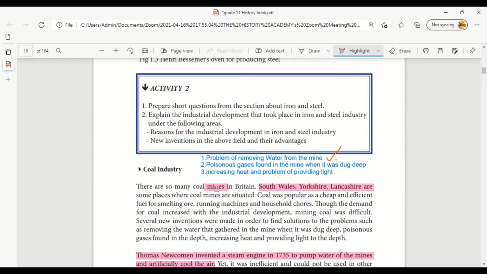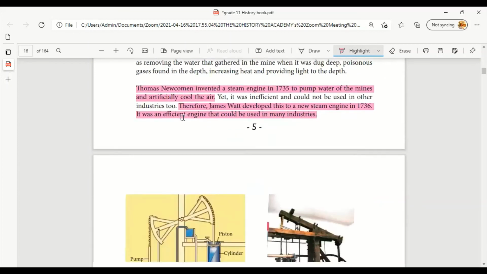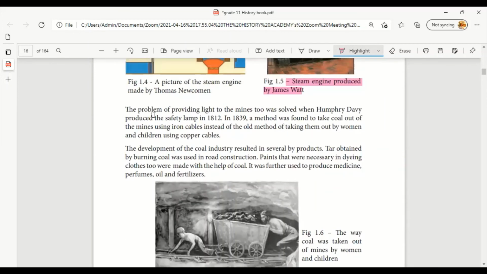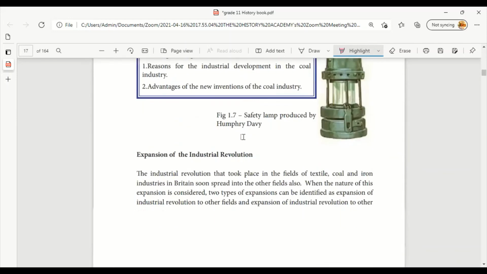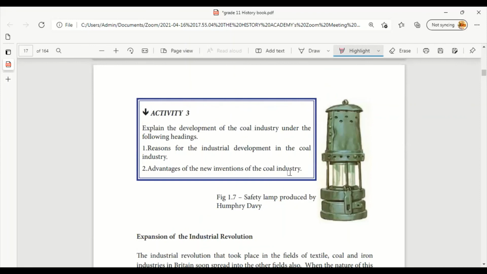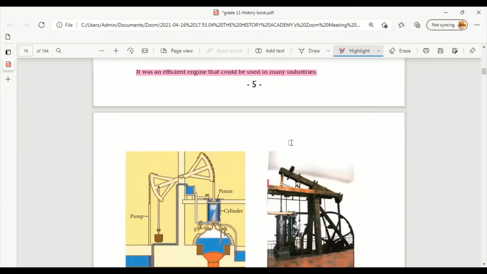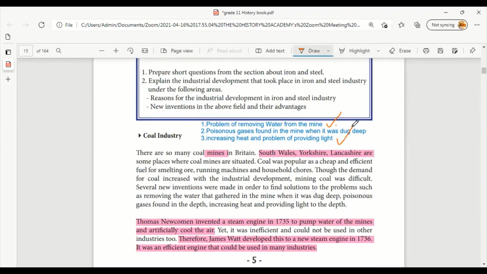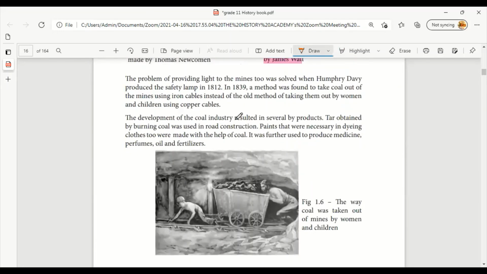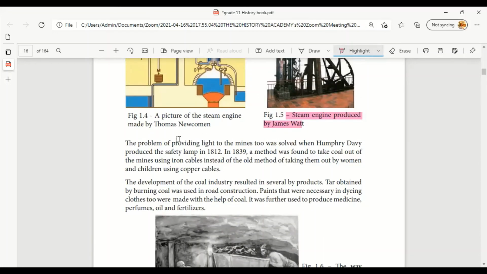And then the third problem, increase of heat and providing light, was solved when Humphrey Davy produced the safety lamp to provide light inside the mine. So this is the safety lamp by Humphrey Davy. Due to that, even the third problem was solved, right? So under the coal industry, the third one is Humphrey Davy producing the safety lamp.